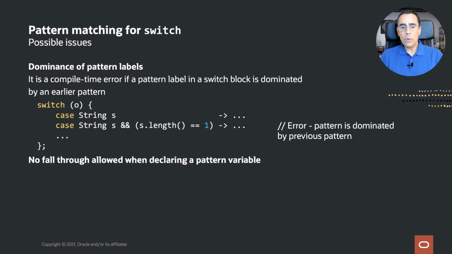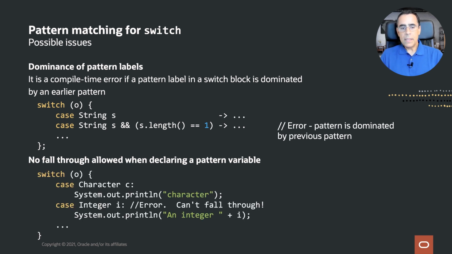Another new possible error is to have a fall through when declaring a pattern variable. In this example, if the variable was a character, it would print character. But then, as there is no break statement, execution would flow to the next case label. Since the variable I declared in the second pattern would not have been initialized, we will get an error. It is therefore a compile time error to allow flow through a case that declares a pattern. Falling through a label that doesn't declare a pattern is fine.